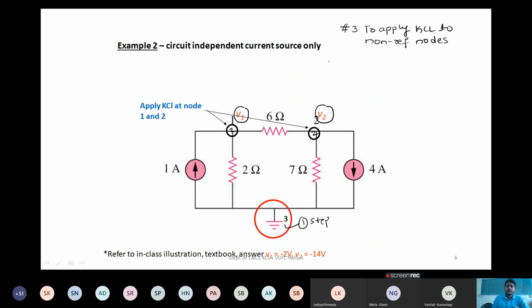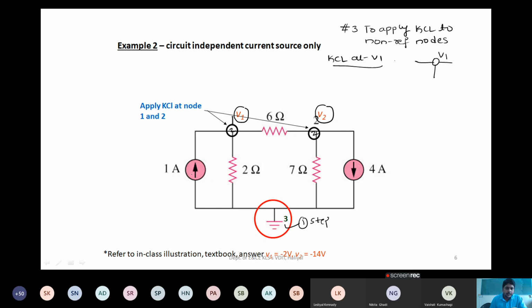Okay. So if I apply KCL at V1, first make a picture in your mind of how V1 is getting the currents. So I can write it here. If I consider this as V1, you can see there are 3 branches coming out of it. So I can write 1, 2 and 3.